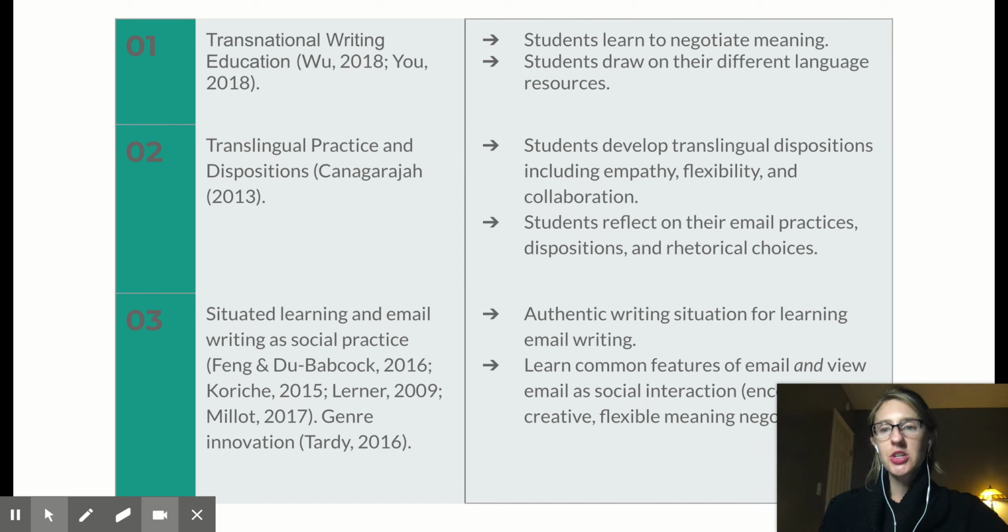There's also research that suggests that email is best taught in situated, authentic settings. And so this uses an authentic writing situation. And also that if writers are going to use writing effectively, they need to not only know the conventions, but they need to know that the conventions are flexible. And so this helps students learn how to use email conventions in flexible ways to achieve meaningful communication and relationship building.